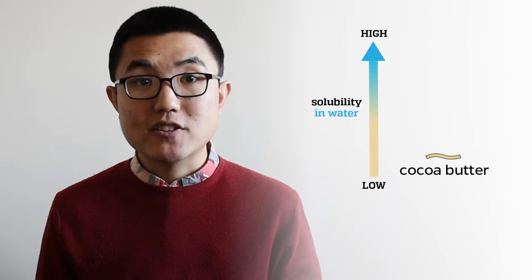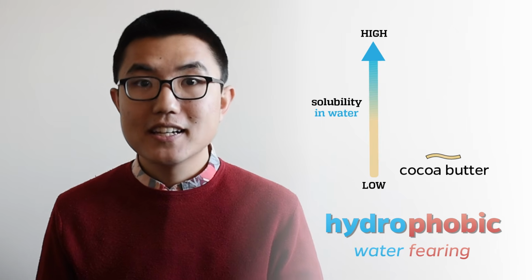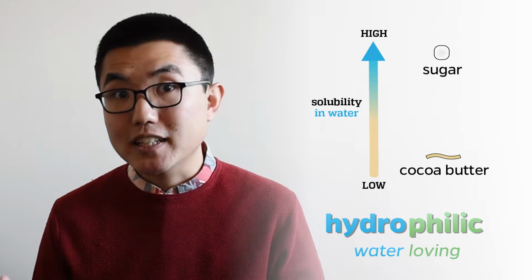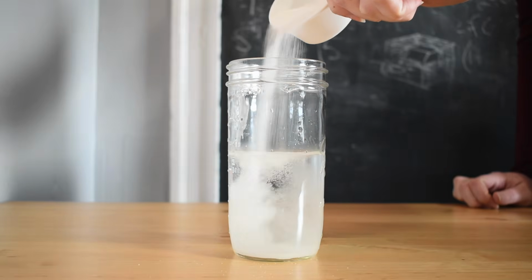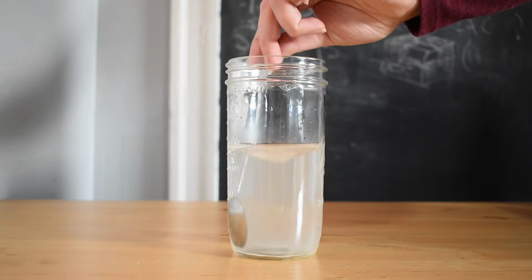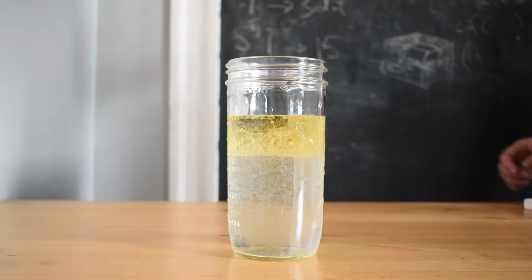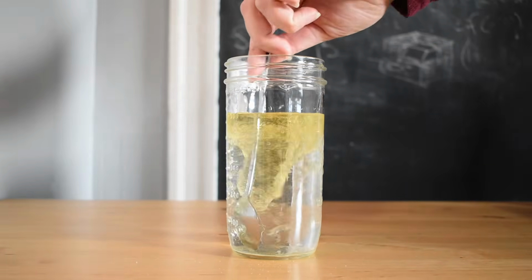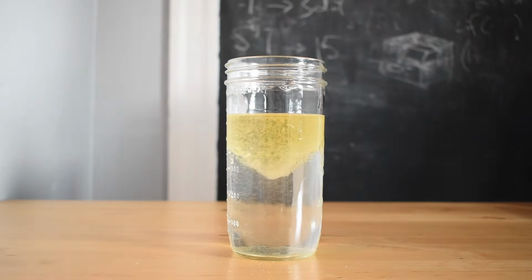We say that cocoa butter is hydrophobic because the molecules dislike mixing with water. In contrast, sugar is hydrophilic because it does mix with water. As we all know, when we mix water and sugar, the sugar dissolves, but if I add a hydrophobic fat such as oil or butter, the fat stays a separate layer and doesn't mix. As you can see, hydrophobic and hydrophilic substances generally don't mix well with each other.